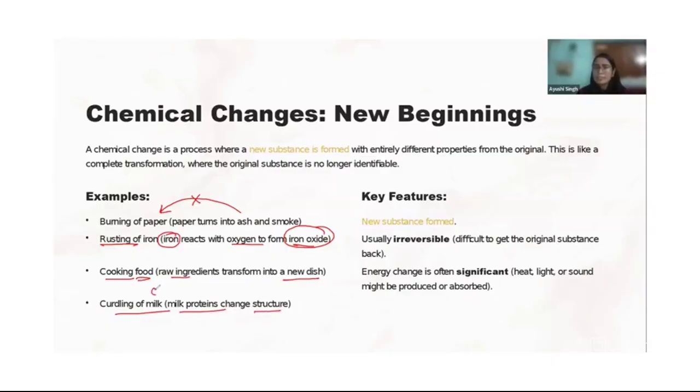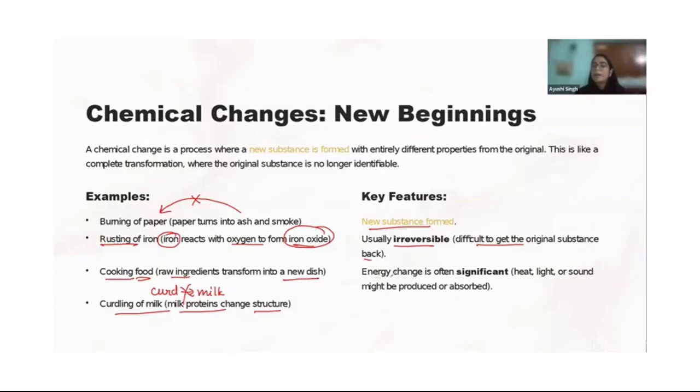So once curd is made, you can't go back and make it into milk. That is not possible again, right? Not reversible. So it is a chemical change. So when new substances are being formed in a chemical change, it is usually or often irreversible. That means it is difficult to get it back to its original state.